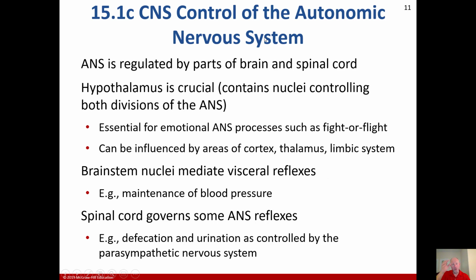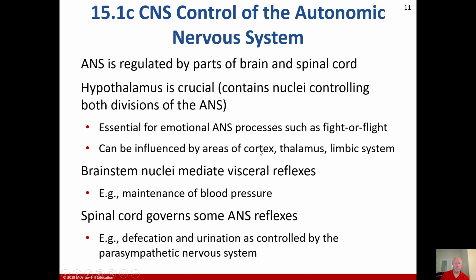As far as control of the autonomic nervous system, it is regulated by parts of the brain and the spinal cord. You will have to understand the role of the hypothalamus here. That's on the exam. Hypothalamus is crucial. It contains nuclei controlling both divisions of the autonomic nervous system. It's essential for emotional autonomic nervous system processes such as fight or flight.